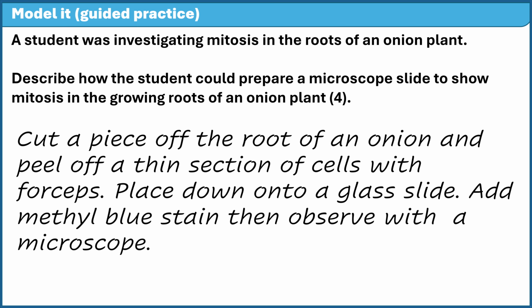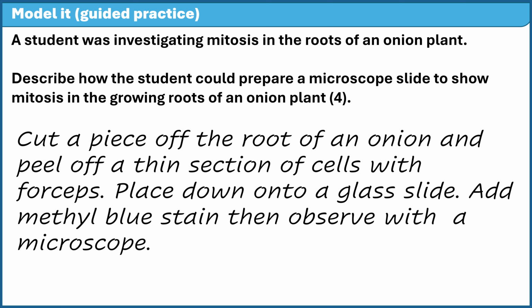The student wrote, cut a piece off the root of an onion and peel off a thin section of cells with forceps. Place down onto a glass slide, add methyl blue stain, then observe with a microscope. Now, this student only achieved 1 out of 4 marks, so let's actually look at why that is.